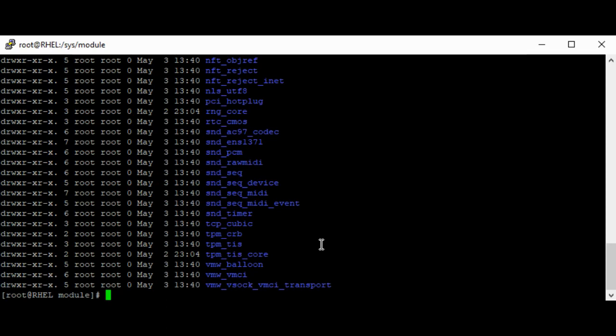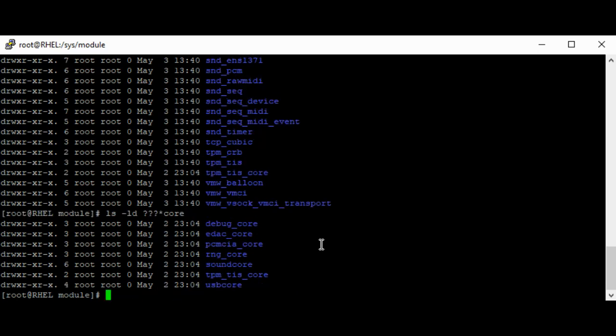To list all the directories that have at least three characters and end with core, you use the command with three question marks, that will be one, two, three, for at least three characters, then an asterisk, and core. Normally, when you use asterisk core, it means that you're looking for a file or directory that ends with core. So this time around, we're combining it with the question marks and saying, hey, I want all directories that have at least three characters and end with core. So you can see that the fewest characters you would have here is three, and it ends with core.